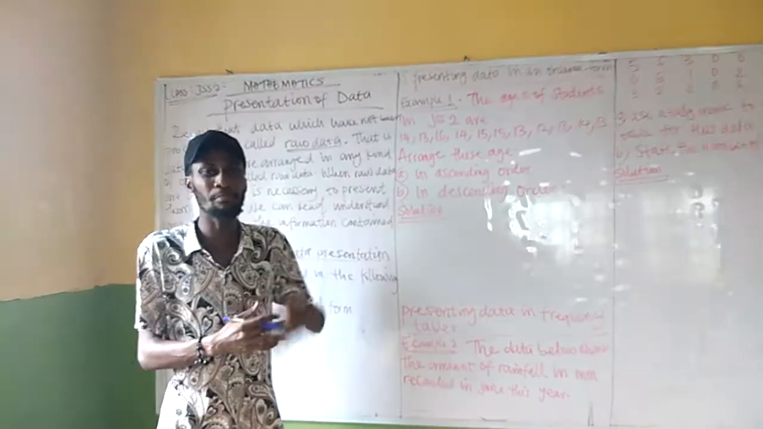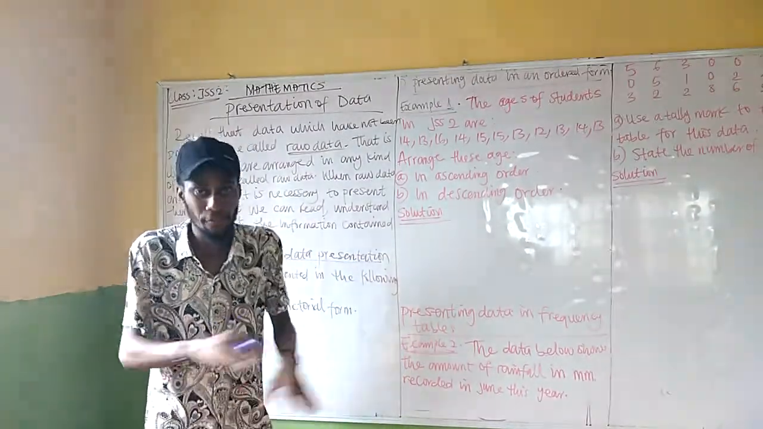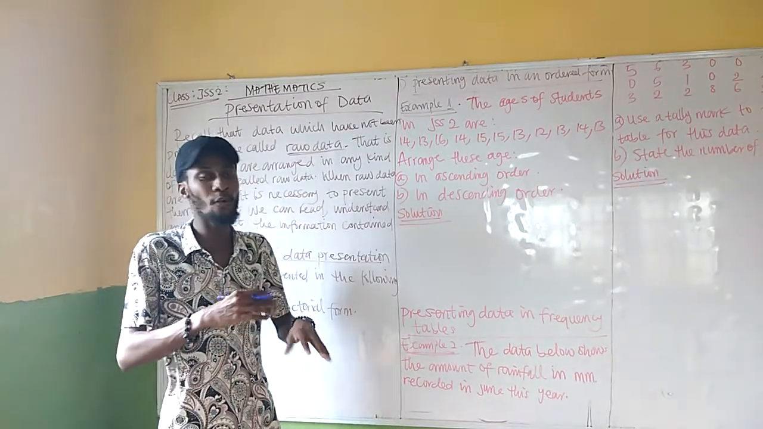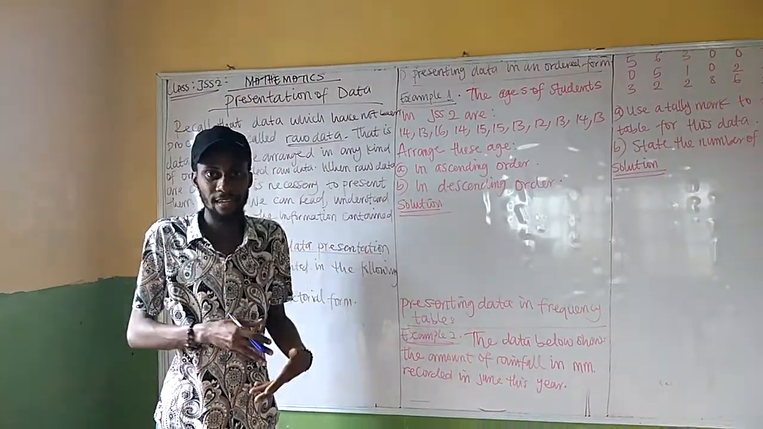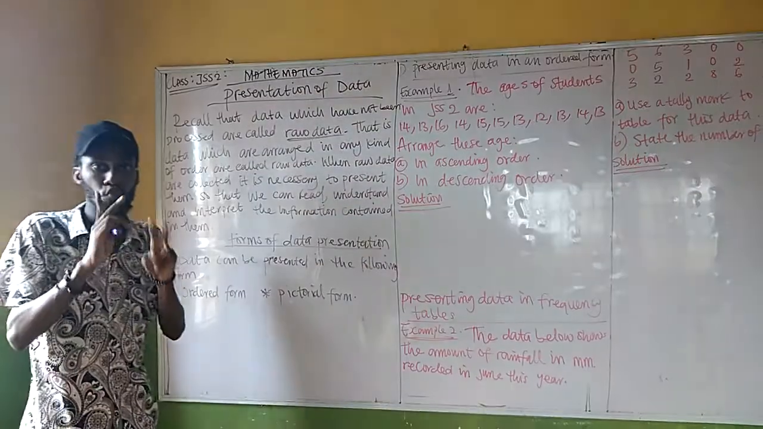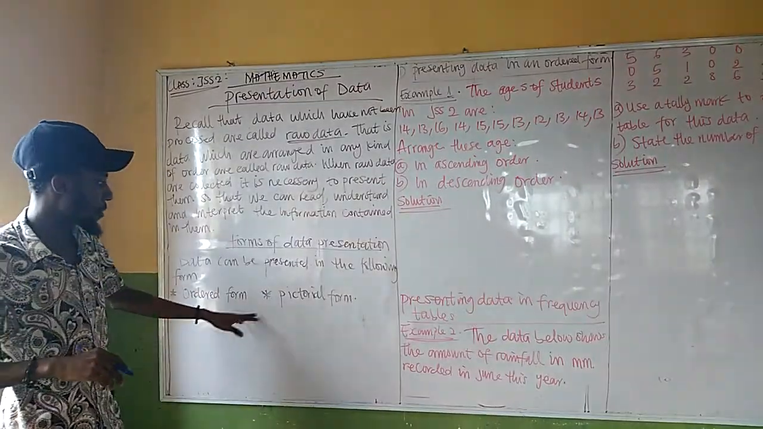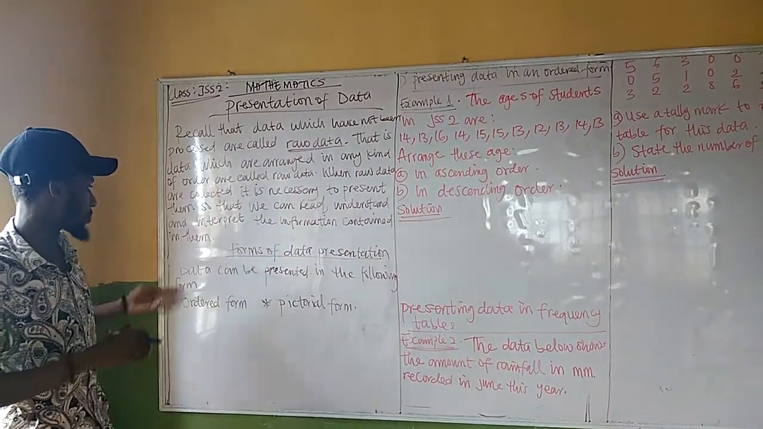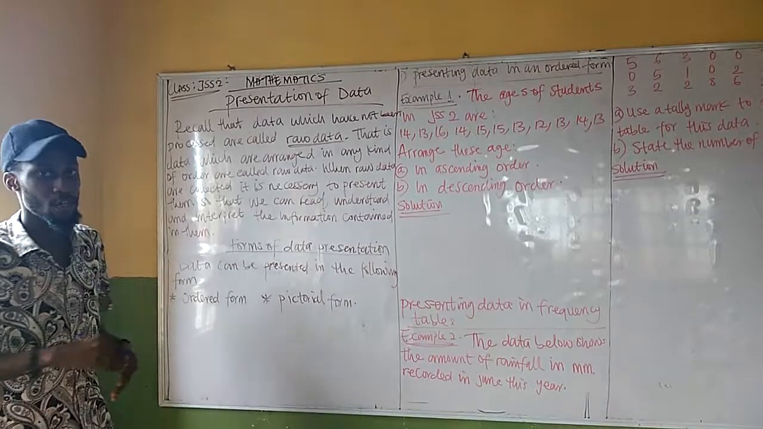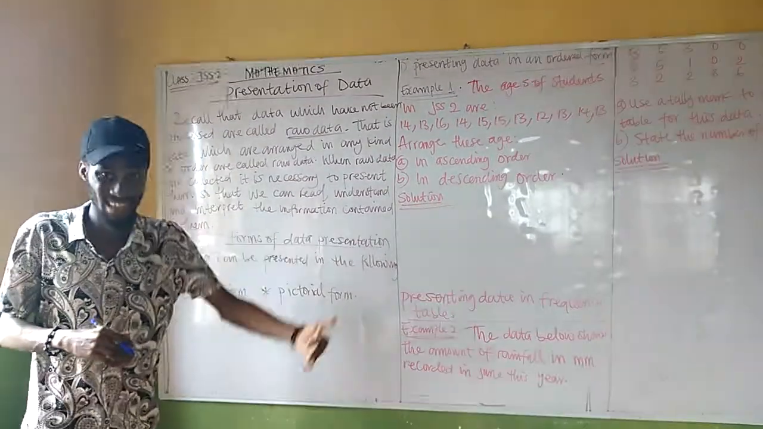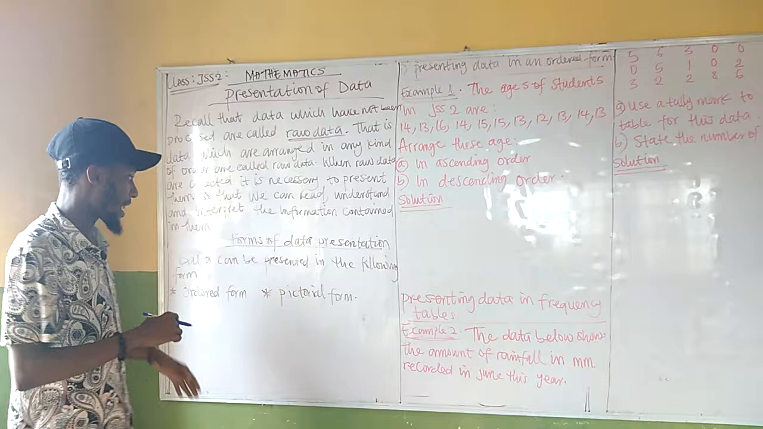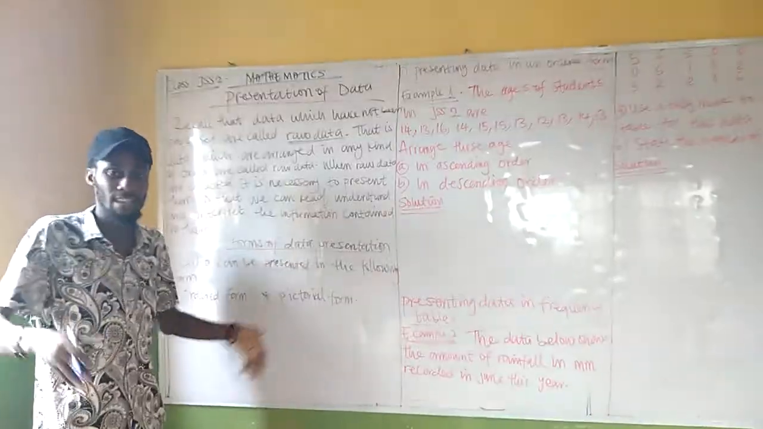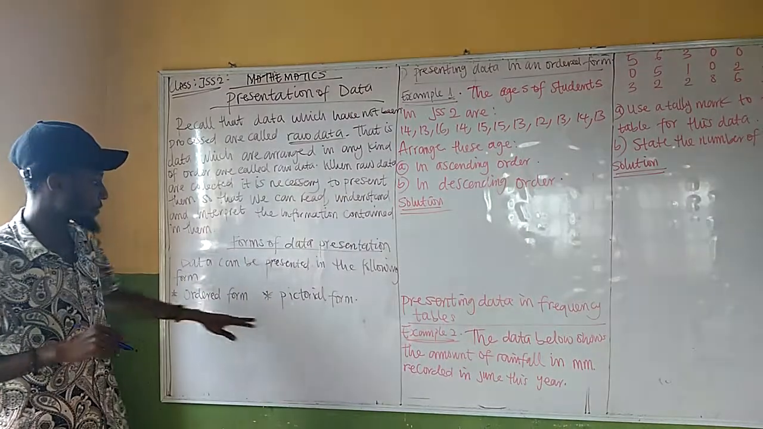So you can arrange and present data in different forms. All these forms have been classified or categorized into two, which are ordered form and pictorial form. So, forms of data presentation: data can be presented in the following forms. You can arrange and present your data in different forms, but they have been categorized into two, which are ordered form and pictorial form.